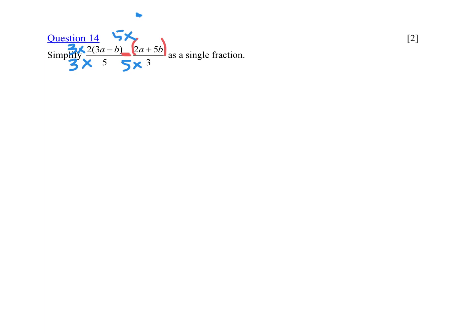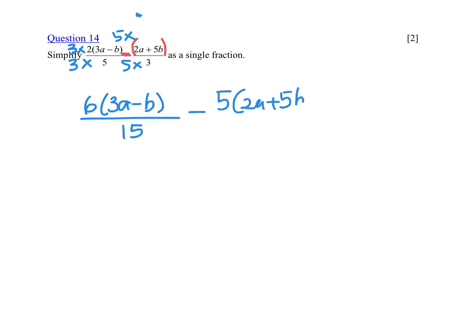However, this one is actually 3 times 2, so it becomes 6. So it'll be 6 times the whole of 3a minus b. So I'll write it as 6 bracket 3a minus b over 15 minus 5 bracket 2a plus 5b over 15.